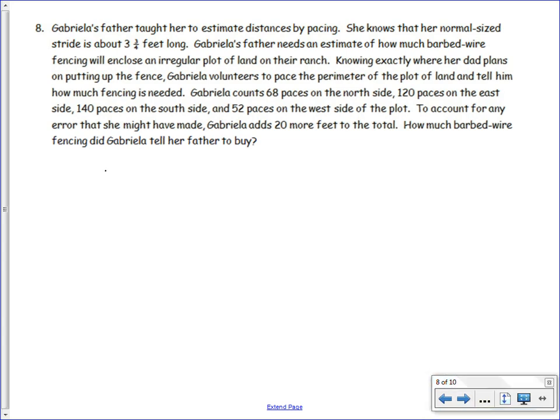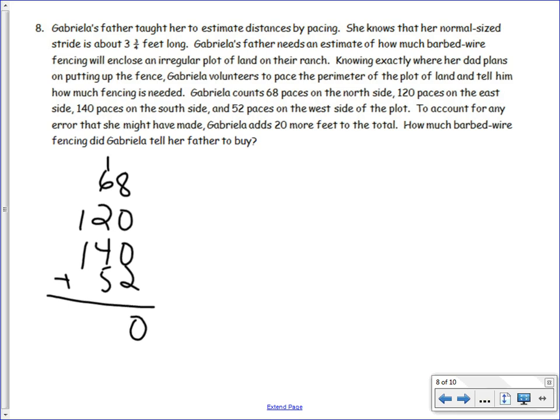So I have 68 plus 120 plus 140 plus 52. 8 plus 2 is 10. 6 plus 1 is 7. Plus 2 is 9. 10, 11, 12, 13, 14, 15, 16, 17, 18. And 1 plus 1 plus 1 is 3. Okay, so I add those up, and that's 380. I'm going to take that 380 and multiply it by 3 3/4.